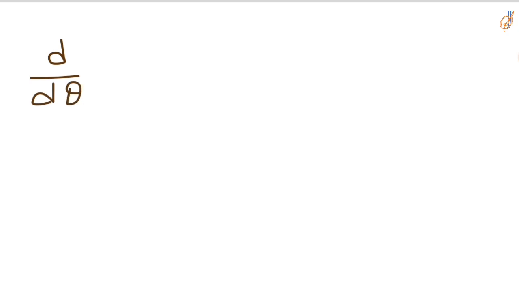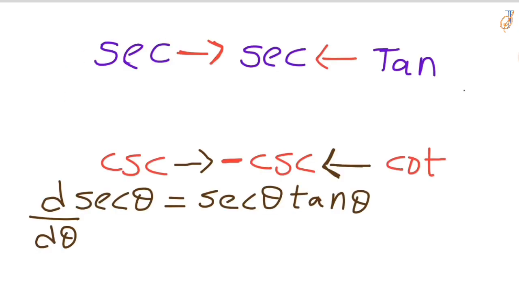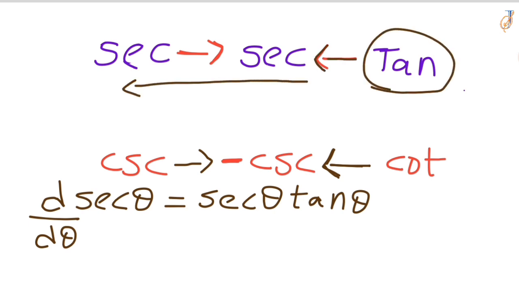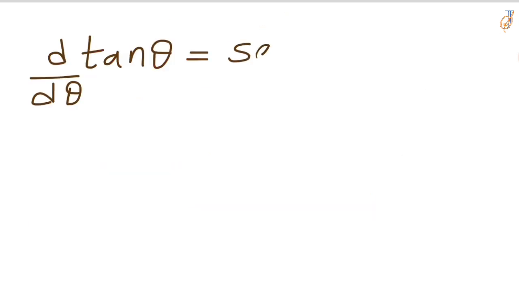If you want to find the derivative of tan theta, just observe this: where is the tan theta? Here is the tan theta. The arrow is showing to the left, so you have to go through the left. That means you have to take secant, that means secant theta times secant theta, which gives secant square theta. The derivative of tan theta is secant square theta.